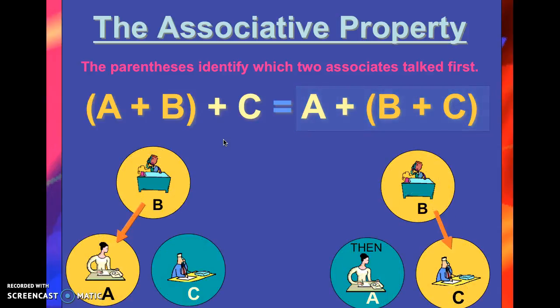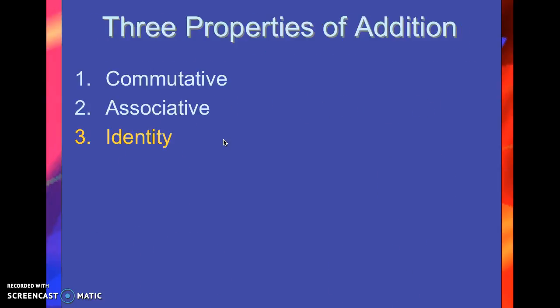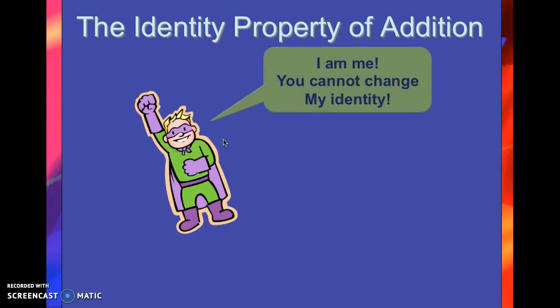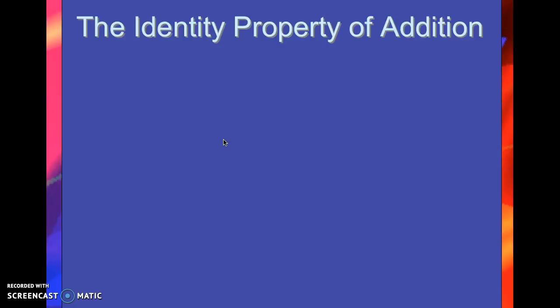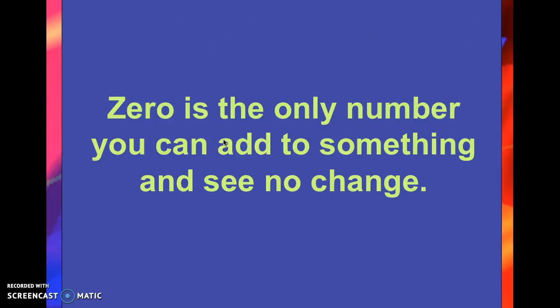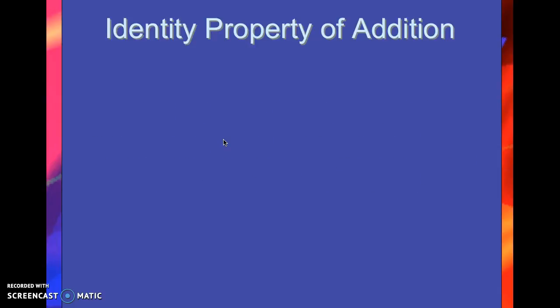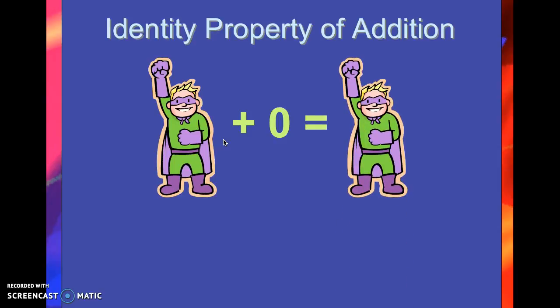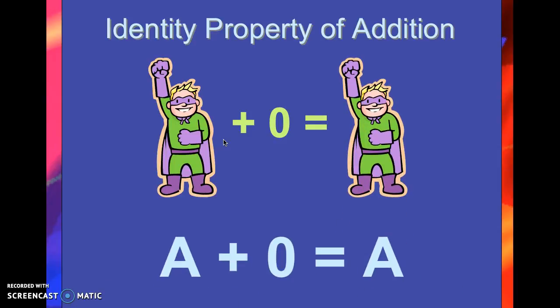And the last property of addition is identity. The identity property of addition. I'm me. You cannot change my identity. 0 is the only number you can add to something and see no change. A plus 0 equals A.